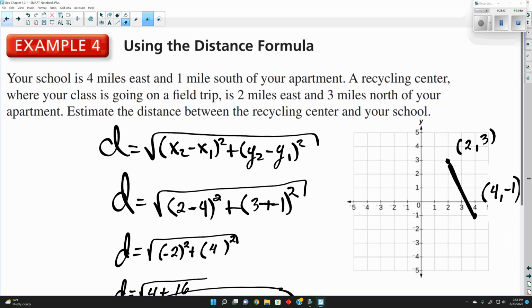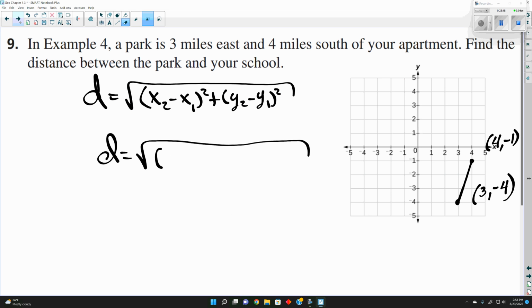So your school is 4 miles east, 1 mile south. Yeah, it referenced back to that one. You're good. So, any other questions? So the two x values are what and what? So we'll have 4 minus 3 squared plus negative 1 minus negative 4 squared.